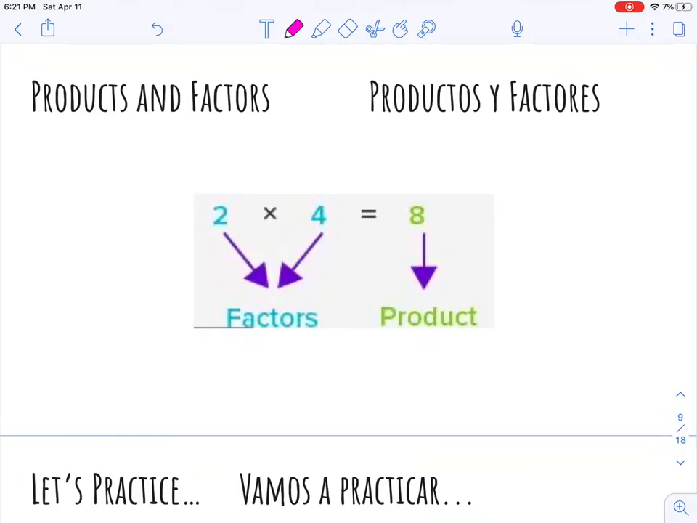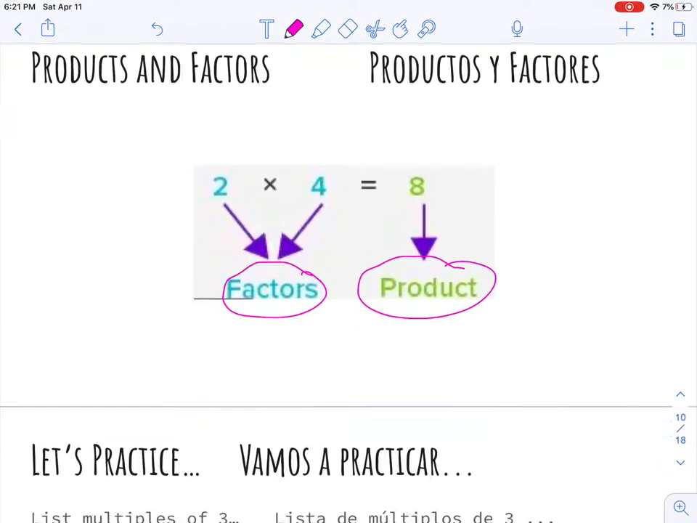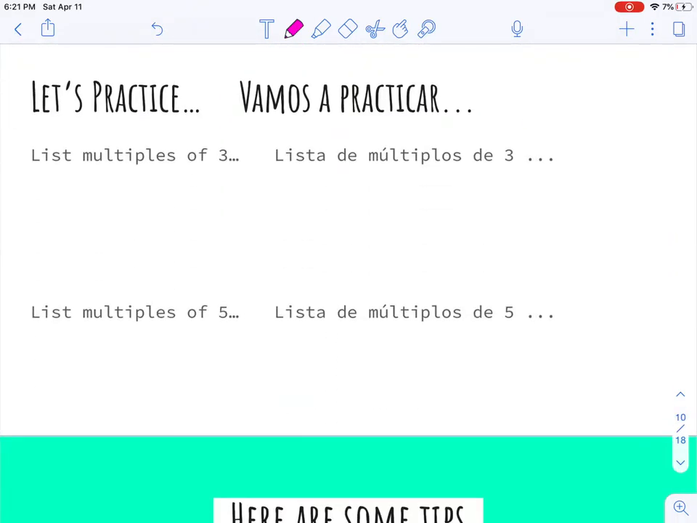Now, products and factors we reviewed yesterday. A factor is the number that you're multiplying by. The product is the answer to a multiplication problem. Those are 3 words we need to know. All right, let's practice. We're going to list multiples of 3. That just means I need to think about if I'm skip counting by 3 or I'm multiplying by 3, what could be the numbers that I would get as answers? Take a minute, pause the video, and see if you can list some multiples of 3.